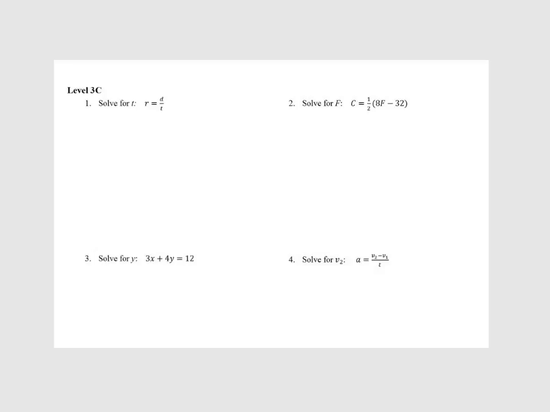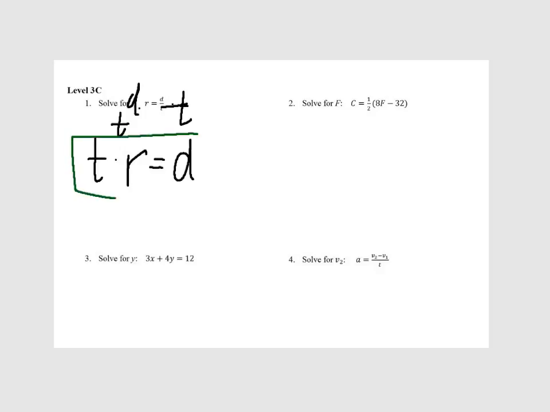I'm going to solve these formulas. Number 1, I need to solve for t. I notice that the t is on the bottom of a divide, so the opposite of divide is times by t. I do that to both sides. My t's cancel, and I'm left with t times r equals d. I'm sorry, we want to solve for d. Now, I ask myself, is d by itself? It is, so I am done.